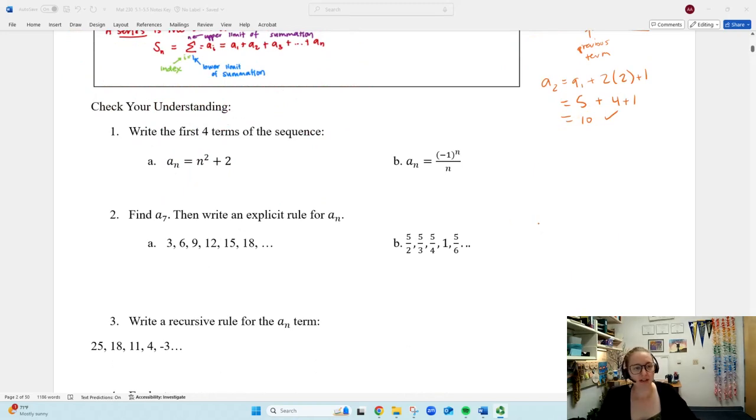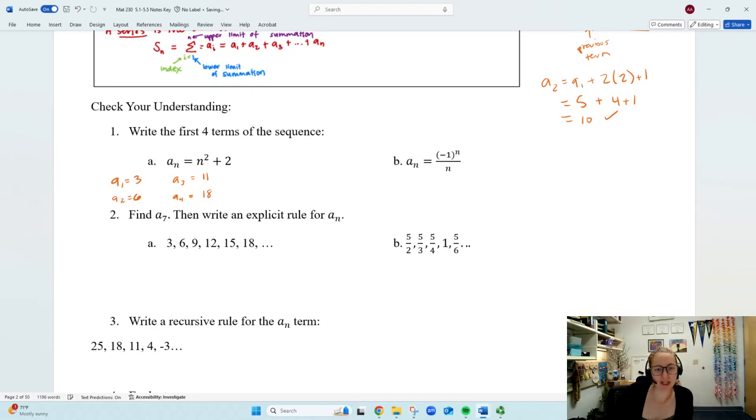I do want to look at a few of these problems here. So when we're writing the first 4 terms of our sequence, we want to start with our first term, which means our n value is just 1. So I'm going to have 1 squared plus 2, which is going to be 3. I'm going to have 2 squared, because this is my second term, 2 squared plus 2, so 4 plus 2, that's 6. And you can probably start to see the pattern here. It's a lot of like function notation. So 3 squared is 9, plus 2 is 11, 4 squared is 16, plus 2 is 18.